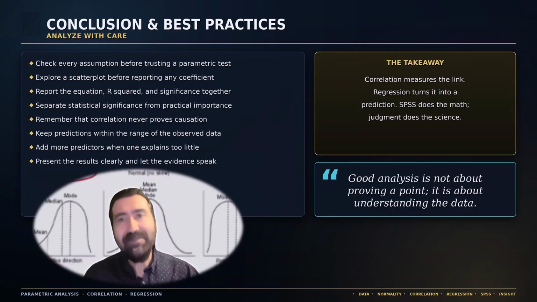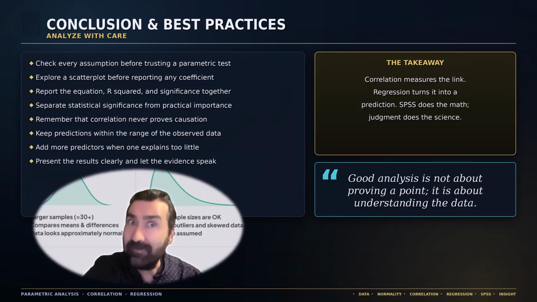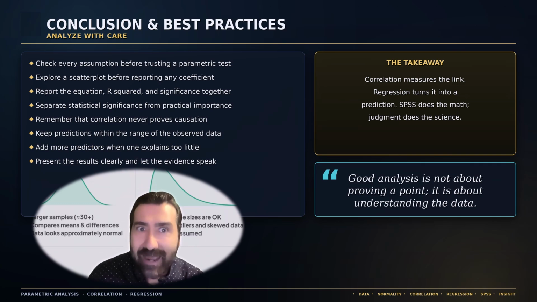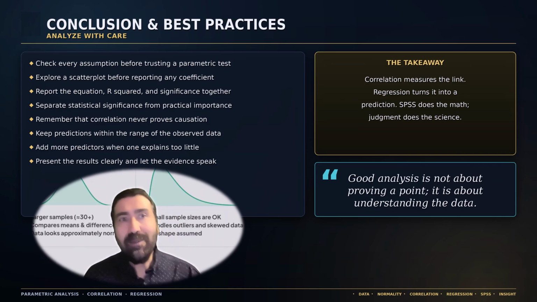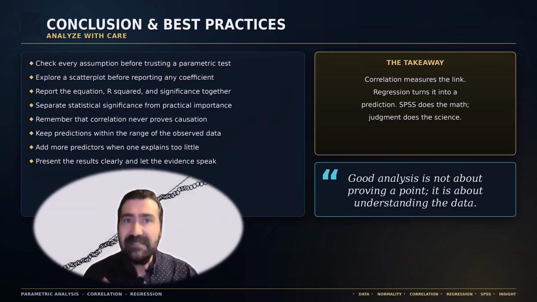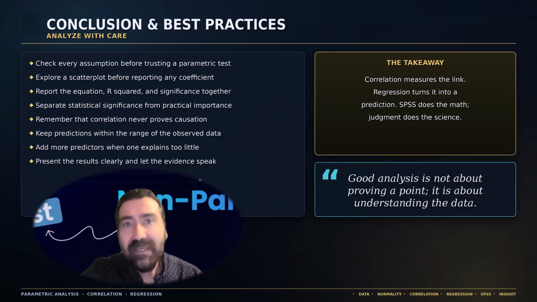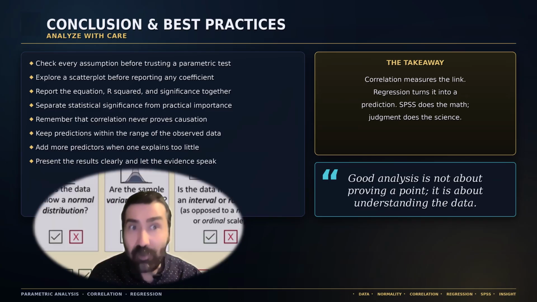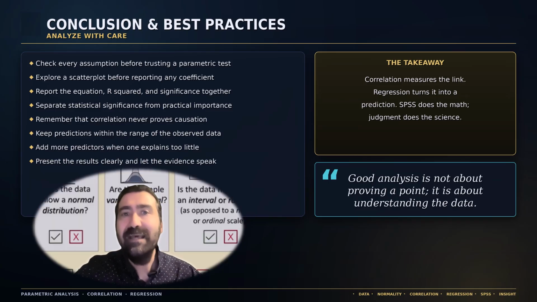So here are the habits that quietly separate a careful analyst from a careless one. First, always check your assumptions before you trust a parametric test. That is the foundation everything else sits on. Second, look at a scatter plot before you report a single correlation coefficient. Third, when you report a regression, give people the slope, the R squared, and the real word about practical importance, not just whether it happened to be significant.